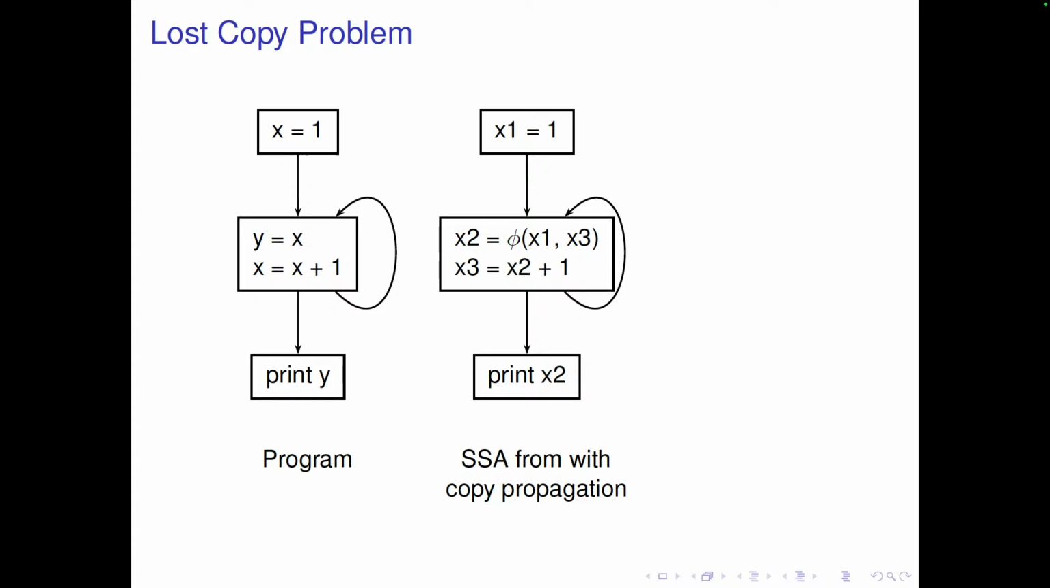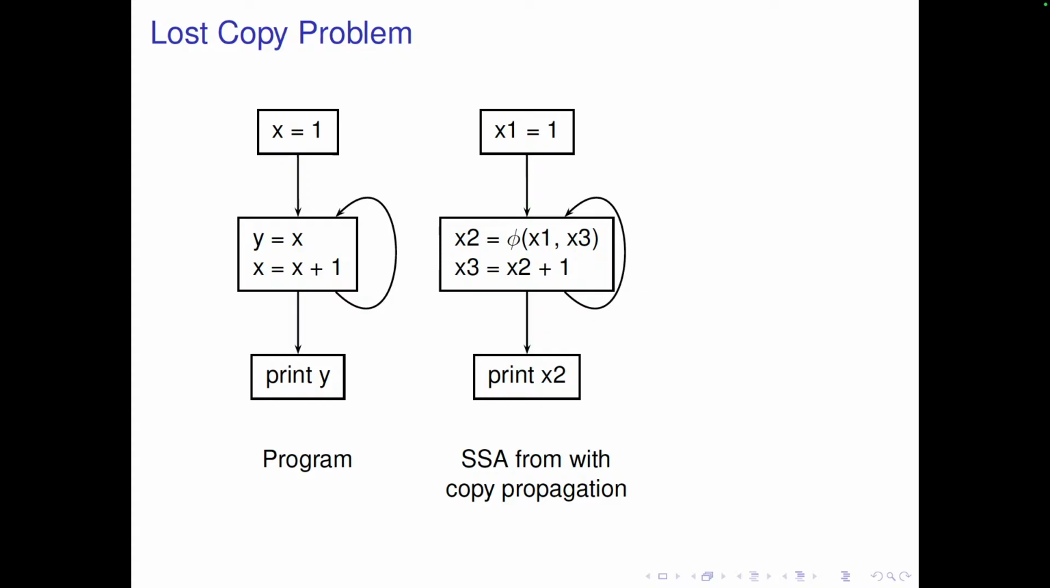x1 is 1, we came here, we picked up the left hand side, so x2 is 1. x3 is x2 plus 1, it is 2, we go around once. Now x2 we will pick up x3 which is 2, so x2 is 2, x3 is 3. We come across here, so wait a minute, it should be x1 comma x3, yes, so okay, this is fine, SSA is still fine.